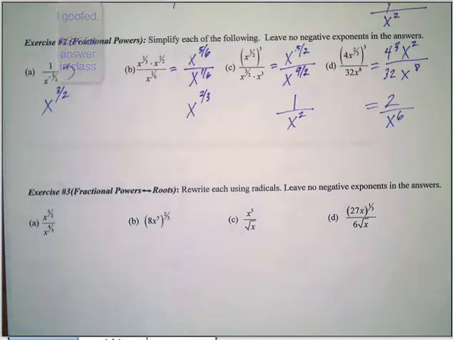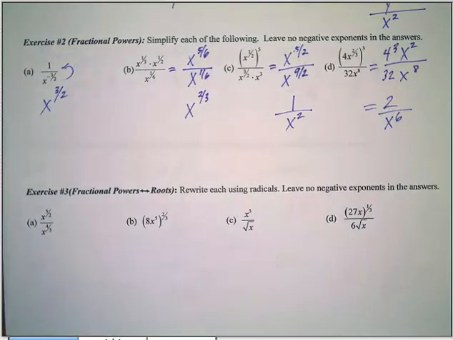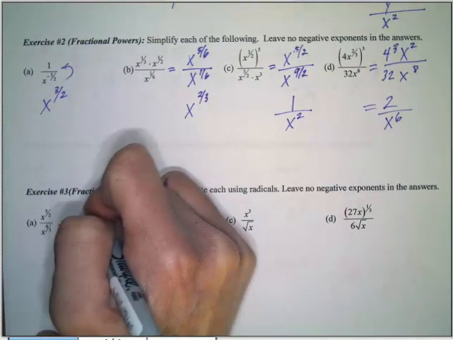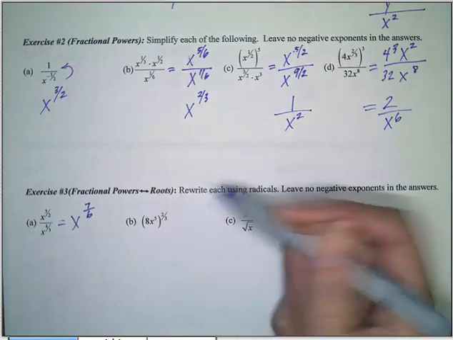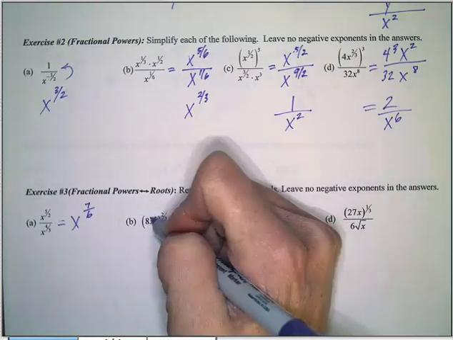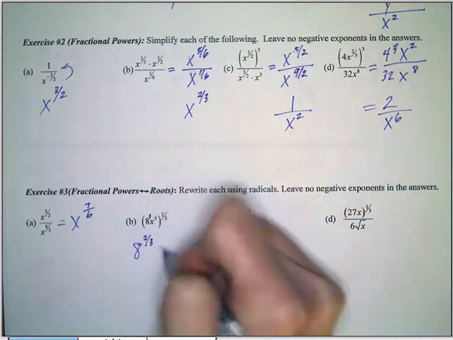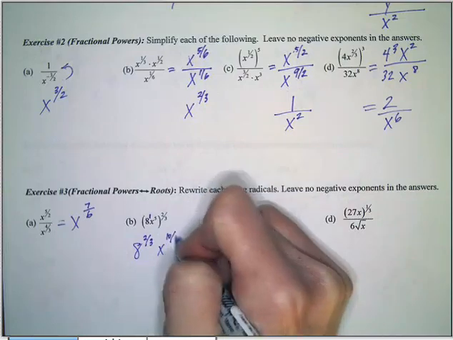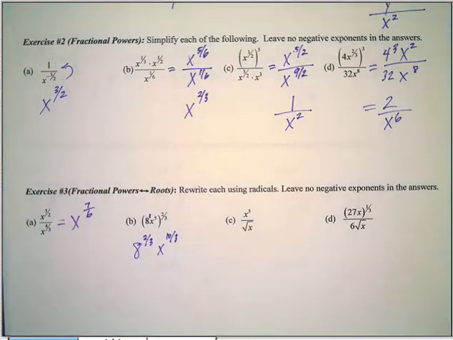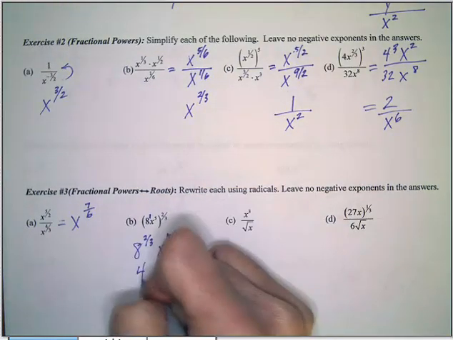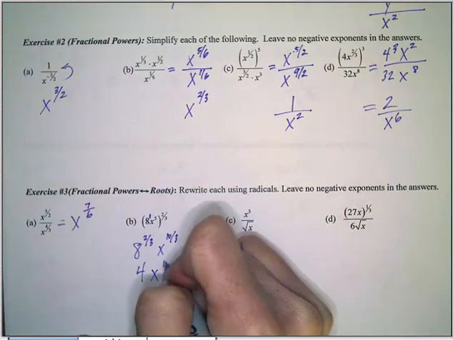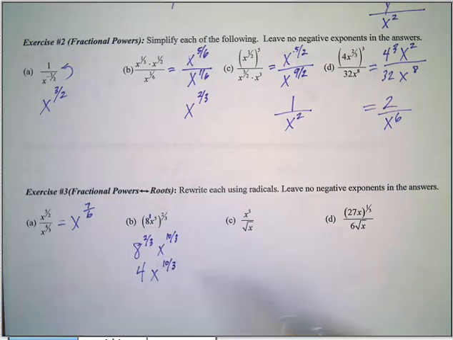So the last set. We have x to the 5/2 over x to the 4/3. So subtract, because we're dividing, 5/2 minus 4/3, and we get x to the 7/6. In letter B, I need to distribute this 2/3 to both 8 and x. So I have 8 to the 2/3 and x to the 10/3. Well, 8 raised to the 2/3 is 4. So 4 times x to the 10/3.